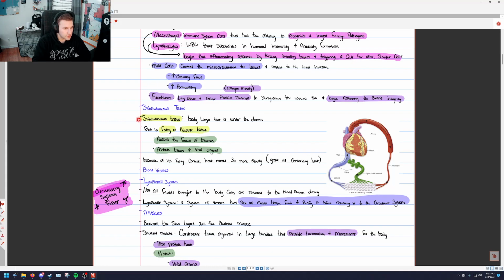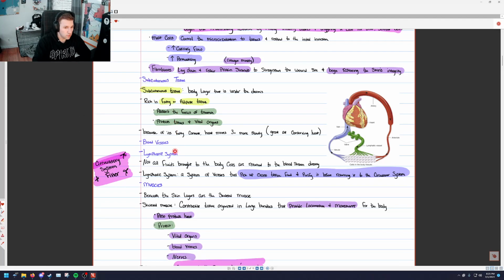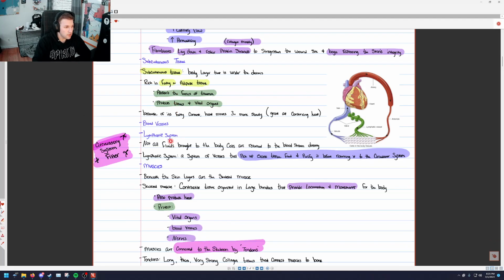Here's our subcutaneous tissue again. Fatty or adipose tissue is going to be in there. This is going to absorb the forces of trauma and protect the tissues and vital organs. Sub-Q, very important. We have our blood vessels that are going to innervate within our skin.